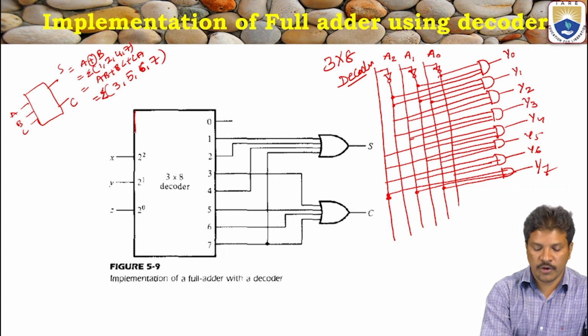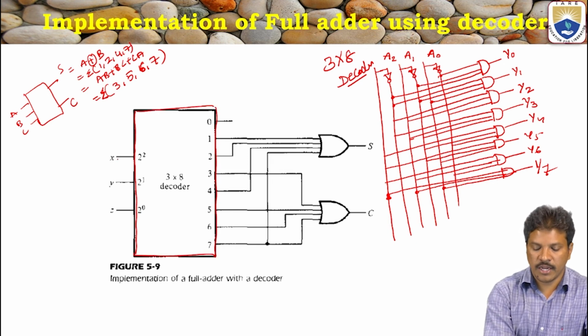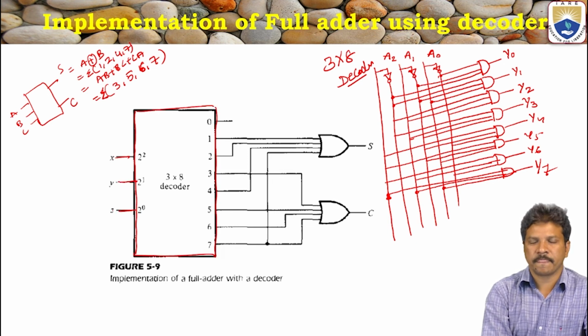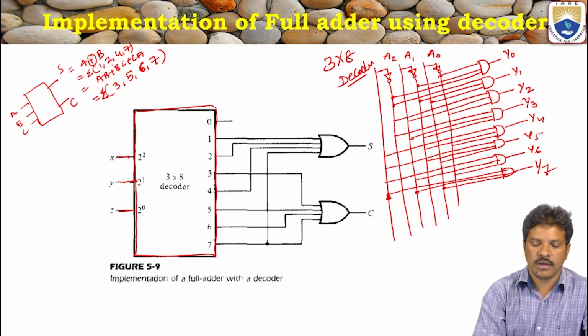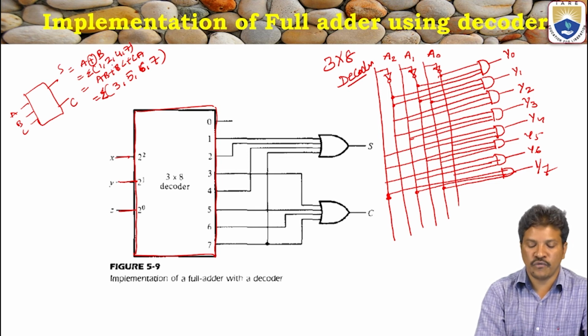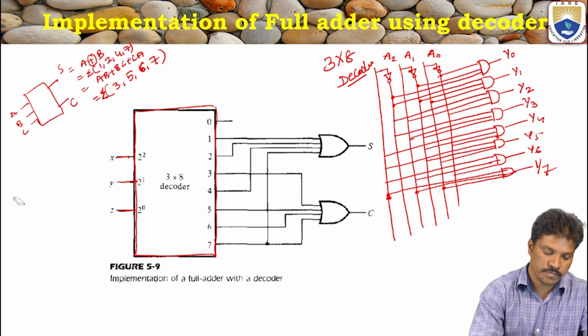Take the 3 to 8 decoder. The 3 inputs are X, Y, Z. And how to implement the full adder? What are the minterms corresponding to the sum and carry outputs? The sum output values are 1, 2, 4, 7, so we will get those from here. A, B, C are like the X, Y, Z inputs.